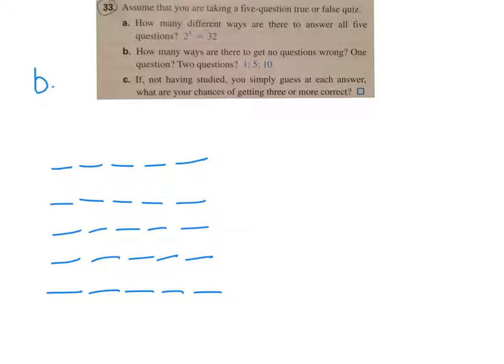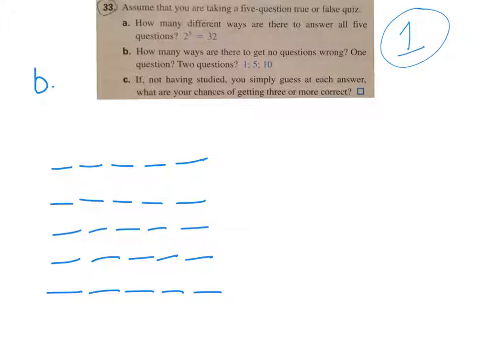Well, no questions wrong is the same thing as all questions right. And if you think about the teacher who's giving this 5-question true or false quiz, if they have the key, it's just going to be a string of trues and falses, and it will be one specific key, which means there's one specific way to get all the questions right. So similarly, there's one way to get no questions wrong. That part's kind of subtle and tricky, but it's also obvious if you think about it. There's only one way to get all the questions right.